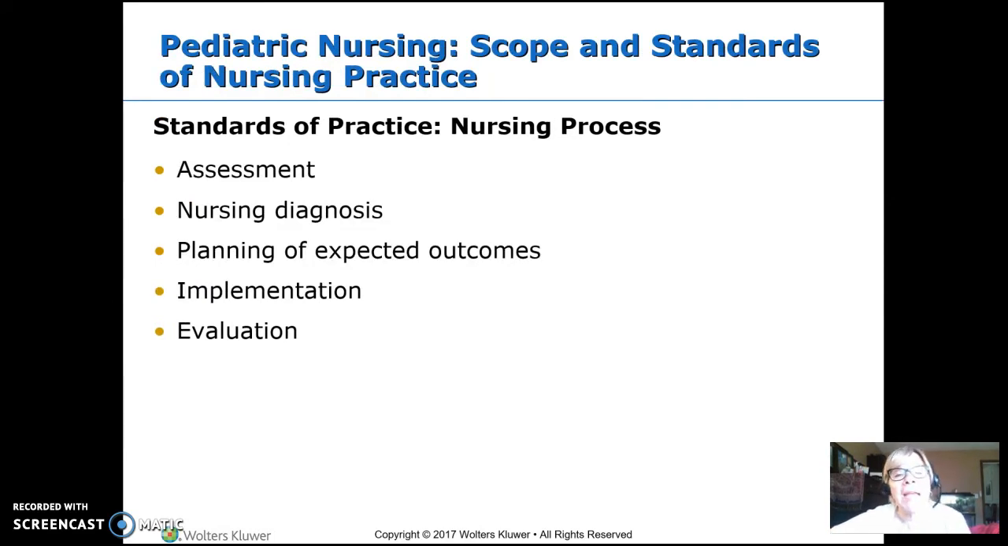So the scope of pediatric nursing, just like other nursing, is to use the nursing process: to do a good assessment, make a nursing diagnosis based on what we find, make a plan with outcomes that we want to reach, implement our plan, and then evaluate. Did we reach those outcomes or not, or do we need to change our plan?